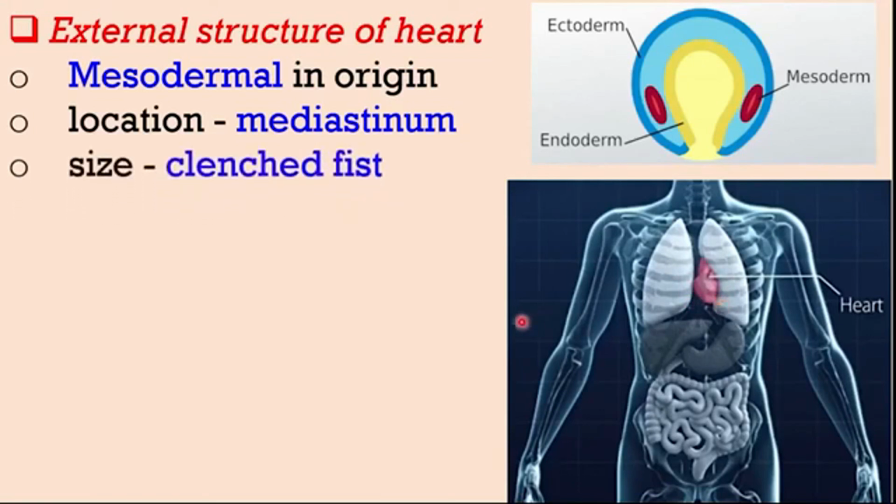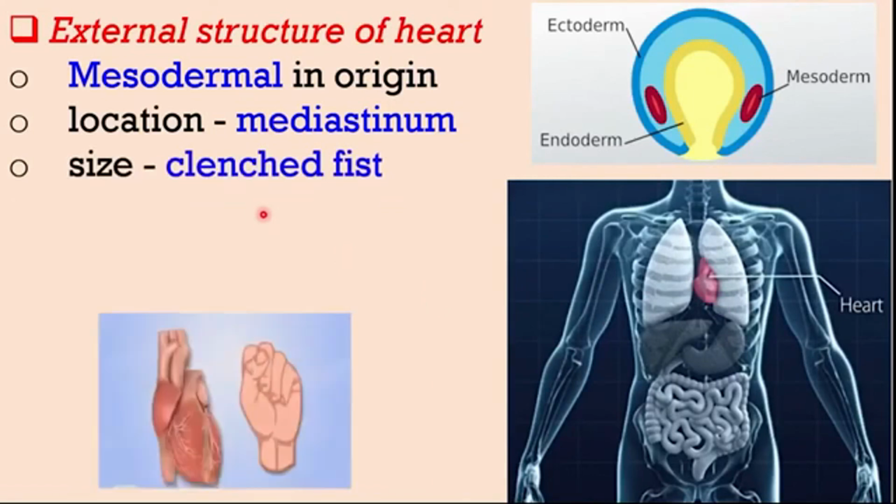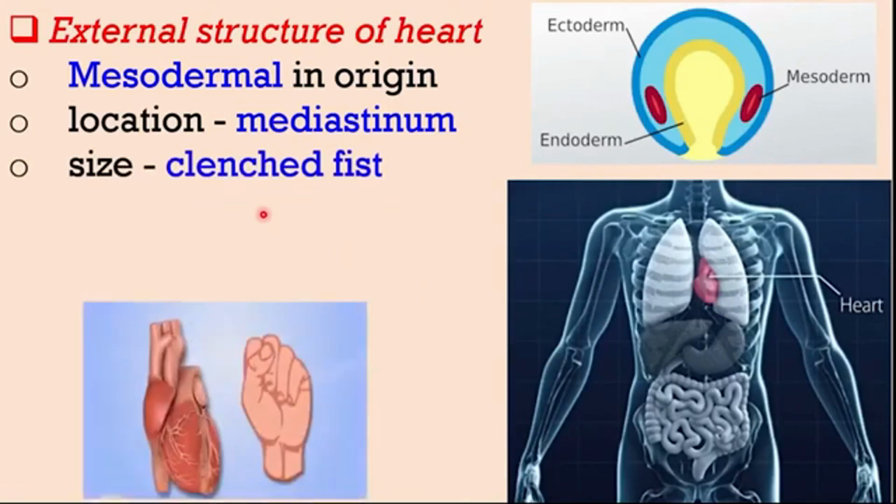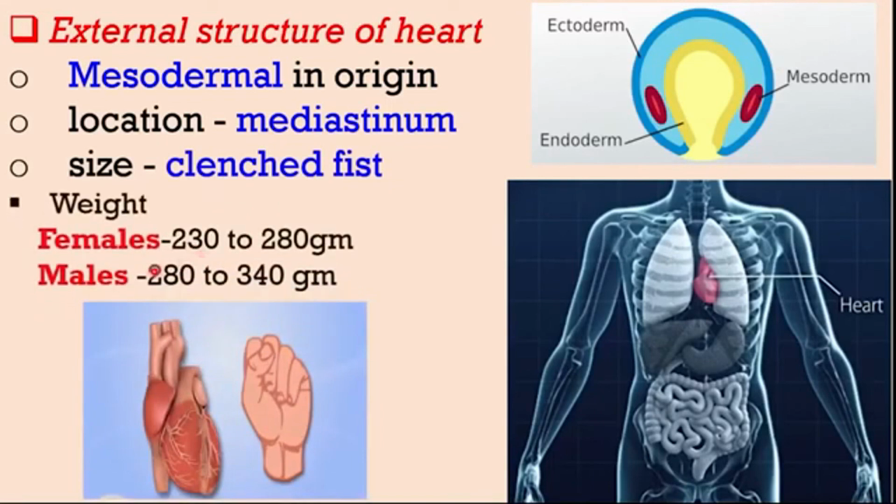Next point is the size of the heart. The heart is of the size of a clenched fist. Coming to the weight of the heart, in case of females, it weighs 230 to 280 grams. In case of males, it weighs 280 to 340 grams. The heart is heavier in males.